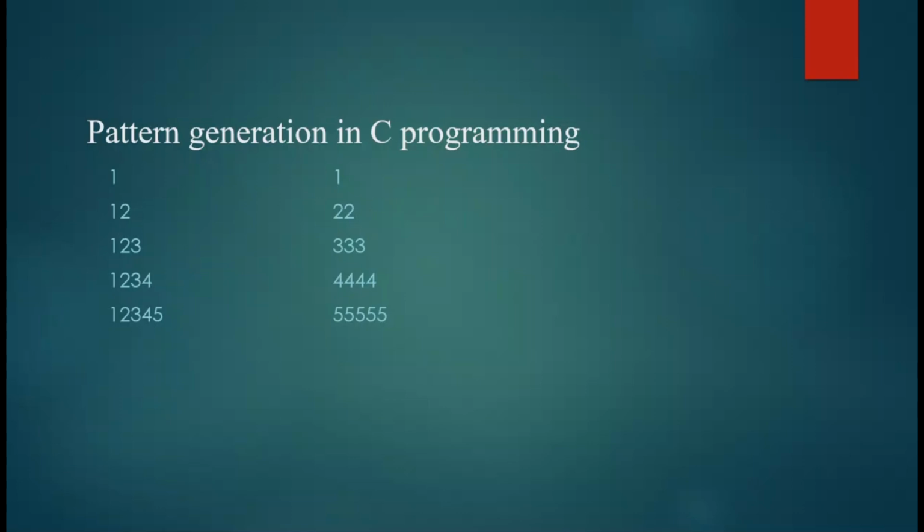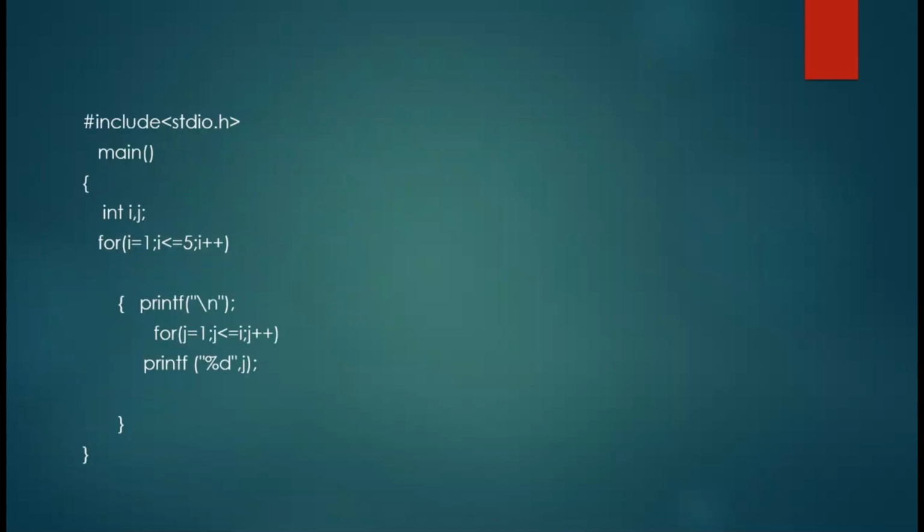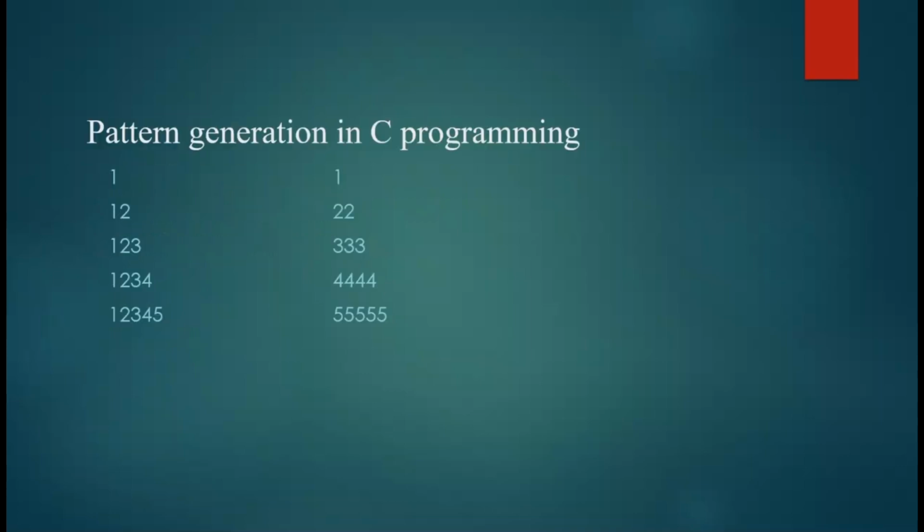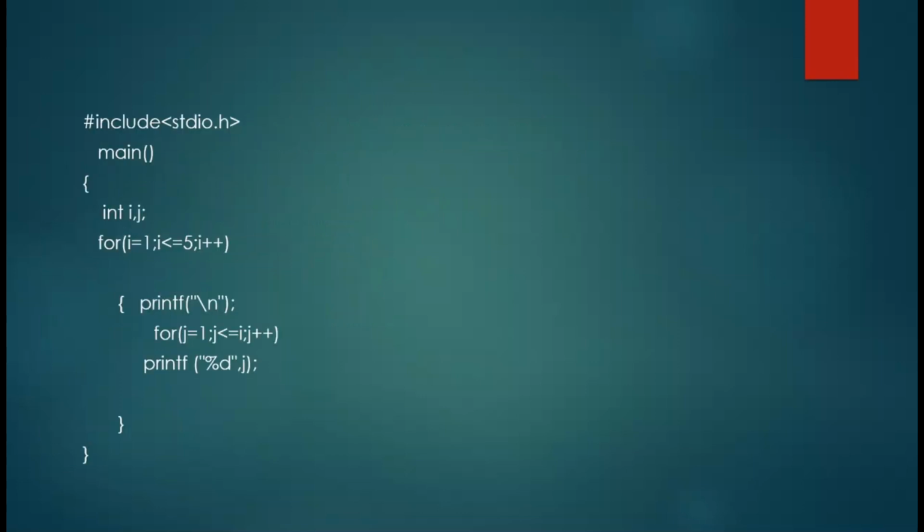The outer for loop is always for the rows, and therefore here I am going to set it to 5 as I need 5 rows, and the inner loop is always for the columns, so I will need the number 5 there, or you can write the same variable as rows. Now we'll see how to write the program to display this. So this is a simple program for printing the pattern.